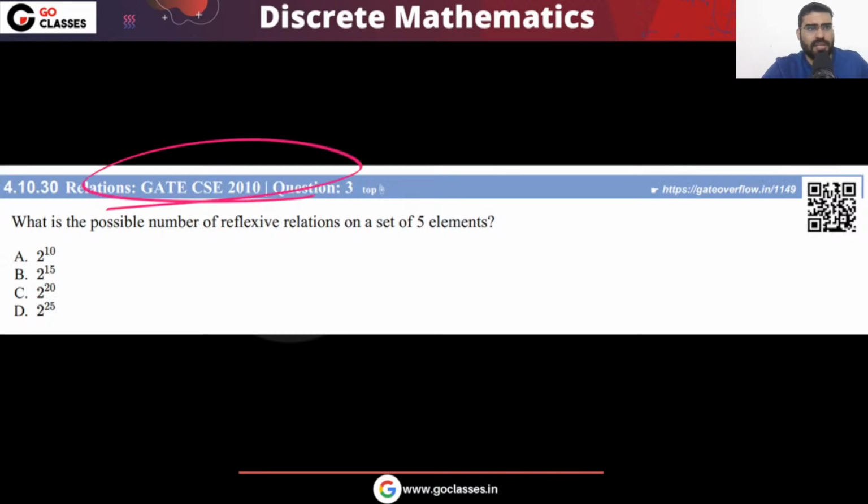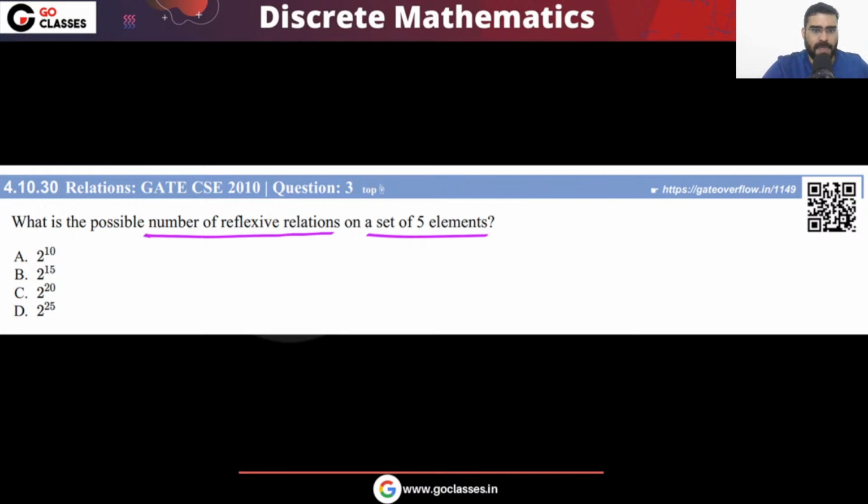Now let's move on. Now let's see this question. This is another GATE 2010 question. So how can we solve it? Let's see this. GATE 2010. What is the possible number of reflexive relations on a set of 5 elements? So the question is asking the number of reflexive relations. How many reflexive relations are there on a set of 5 elements? So let's check it out.